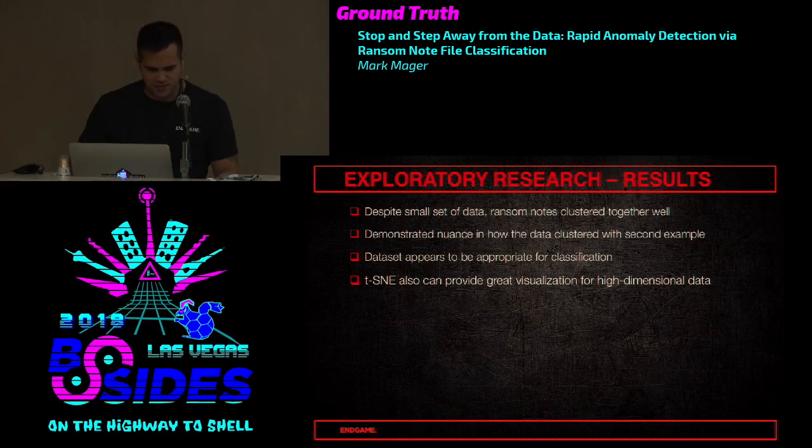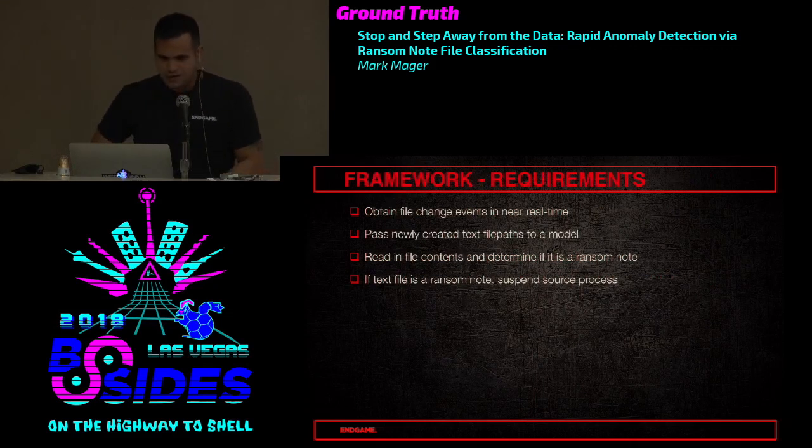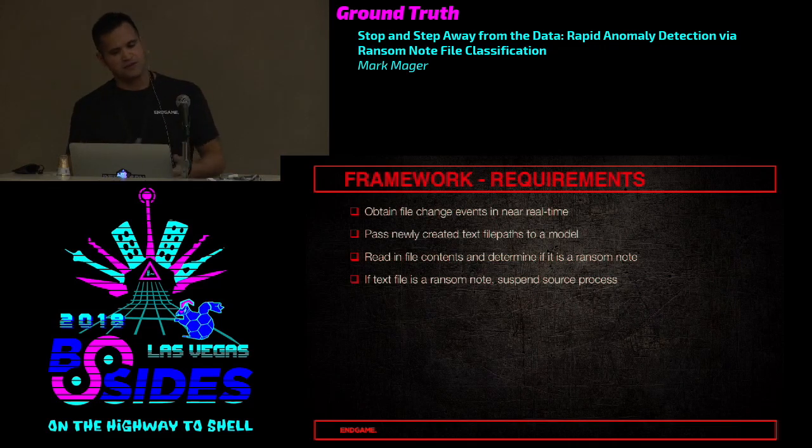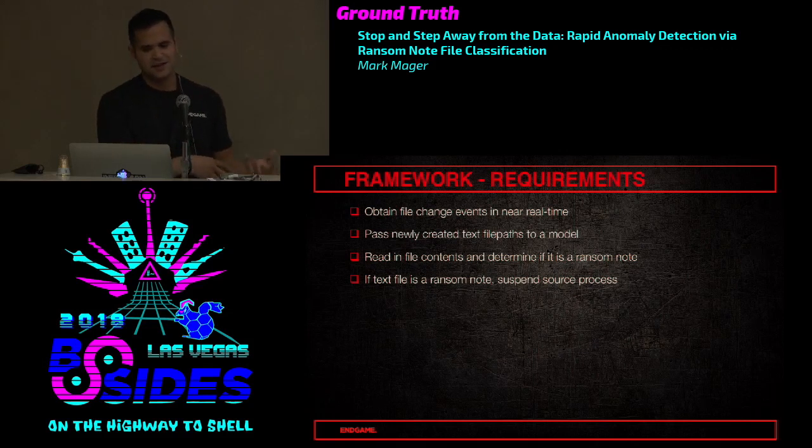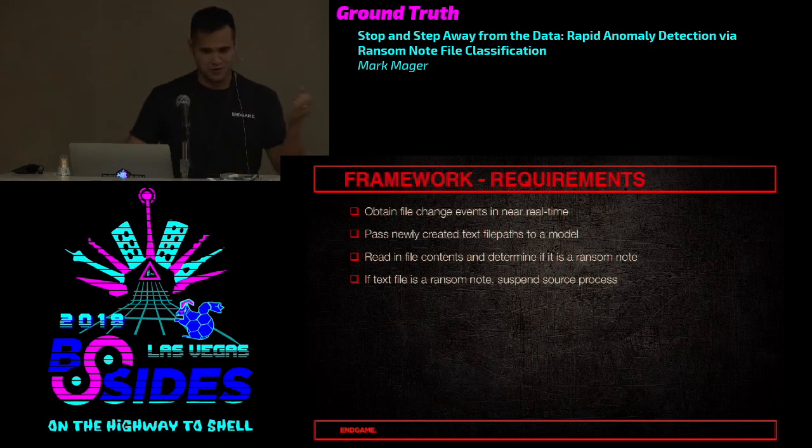I didn't have time for it, but a t-SNE visualization would have been very nice for this project, but I didn't get around to it. Okay, so building a proof of concept framework. So what do we really need? Well, we need a way to obtain file change events in near real time, and we need a way to pass those file paths into something that's going to read in the file contents and essentially determine if the text comprises a ransom note. And then if we've determined it's a ransom note, we need to go ahead and suspend that process and alert the user.